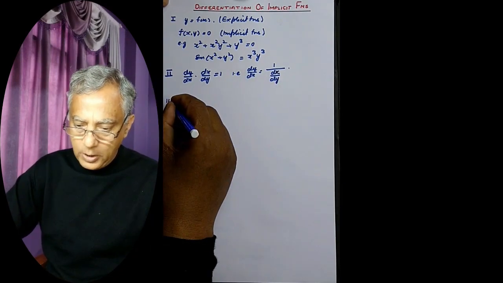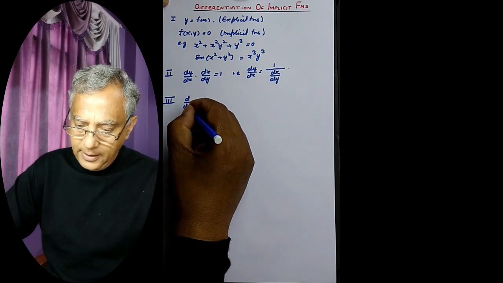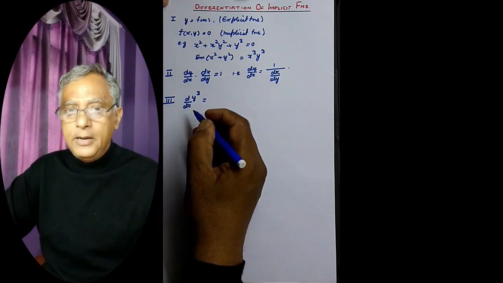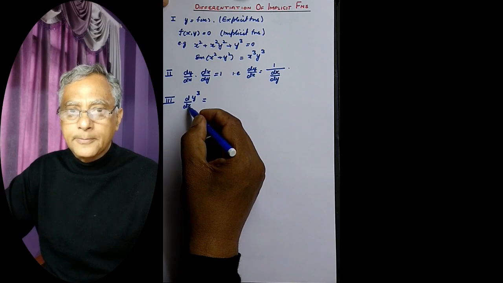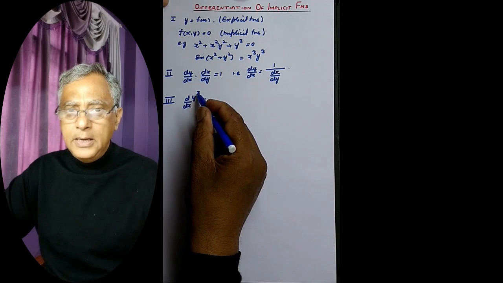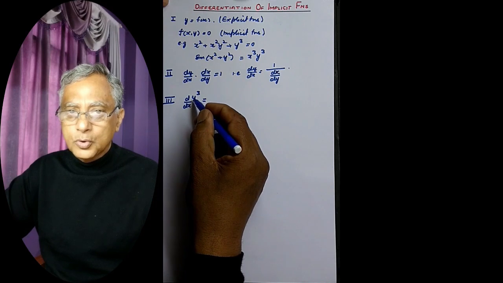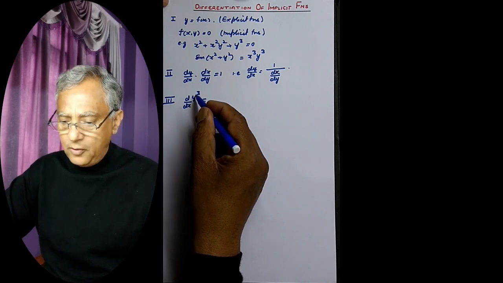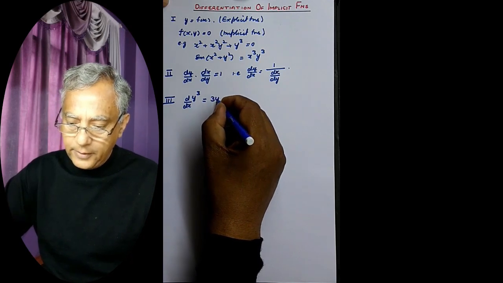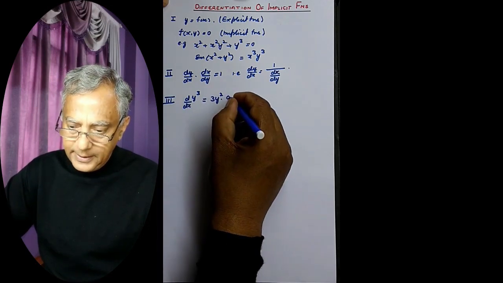And third point is d by dx of say y cube. We are differentiating y with respect to x, so we are using the formula for x cube for y cube. Differentiation of x cube is 3x square, so this will be 3y square into differentiation of the inner function. The inner function is y, so dy by dx.